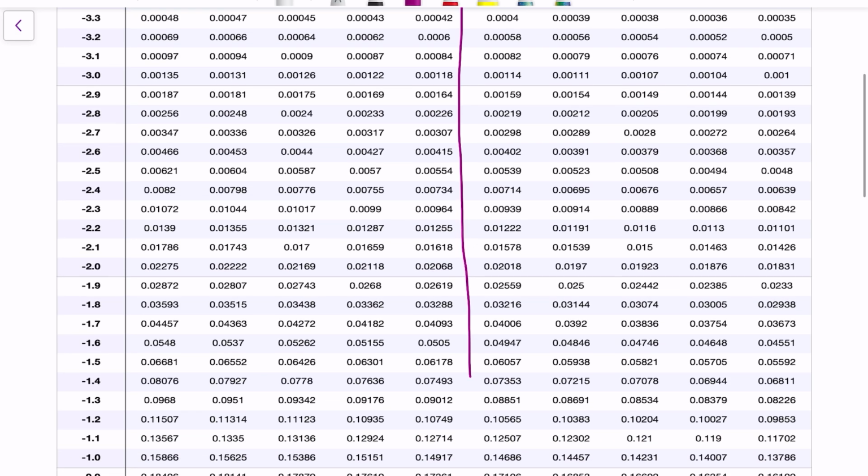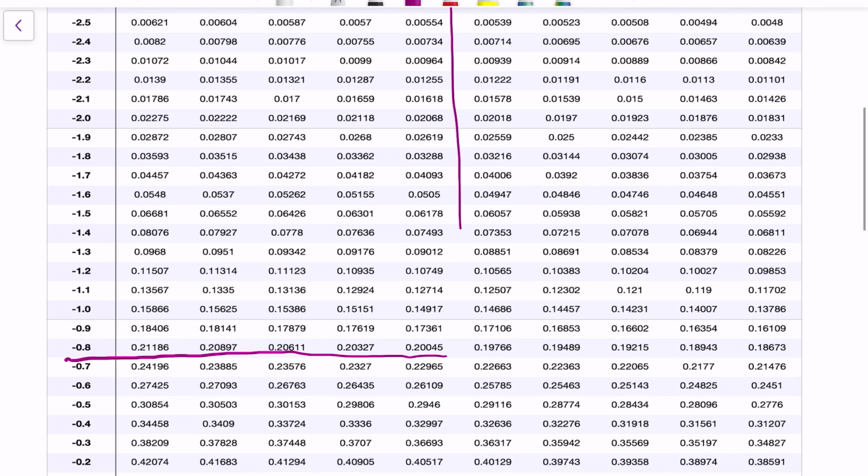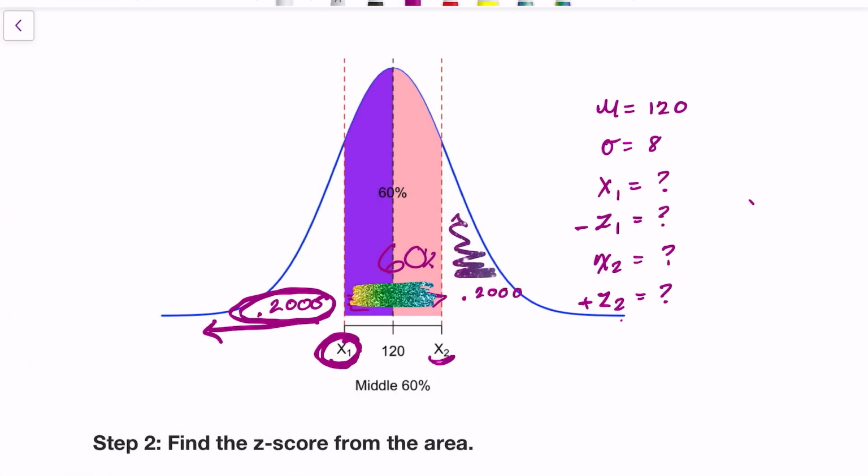Here is 0.04. I kind of know where it is. That's why I have the line there. Let me show you. So negative 0.84. That's the closest I can get to 0.20. So according to me, the z-score here is negative 0.84. So the closest area was 0.2004. That was the closest I could get to this value here. And that was the z-score for it.